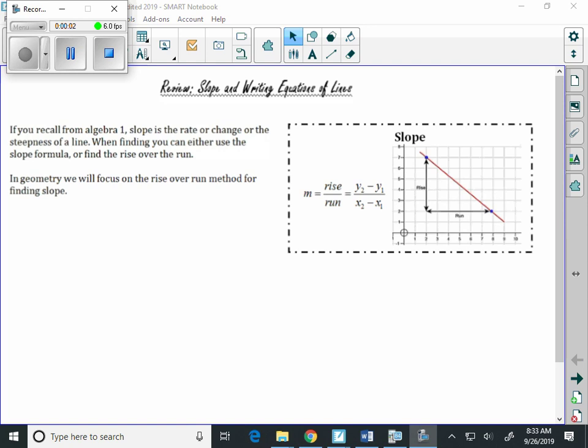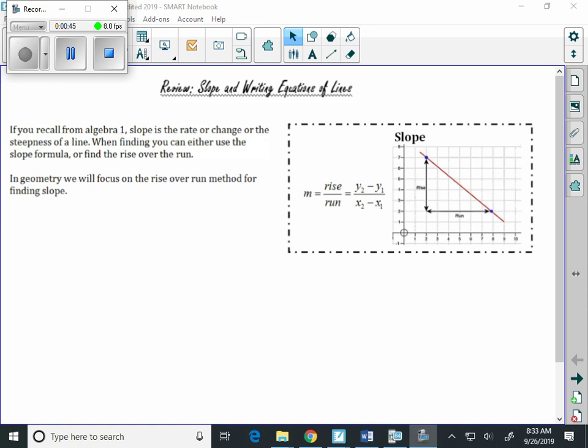Today we're going to talk about slope and writing equations of lines. Slope is defined as the rate of change, or the steepness of the line. In general, the way that you probably think about slope is that it's rise over run. And we have a formula for slope: y2 minus y1 over x2 minus x1. But oftentimes in geometry, we can again count and figure out the slope of our line.